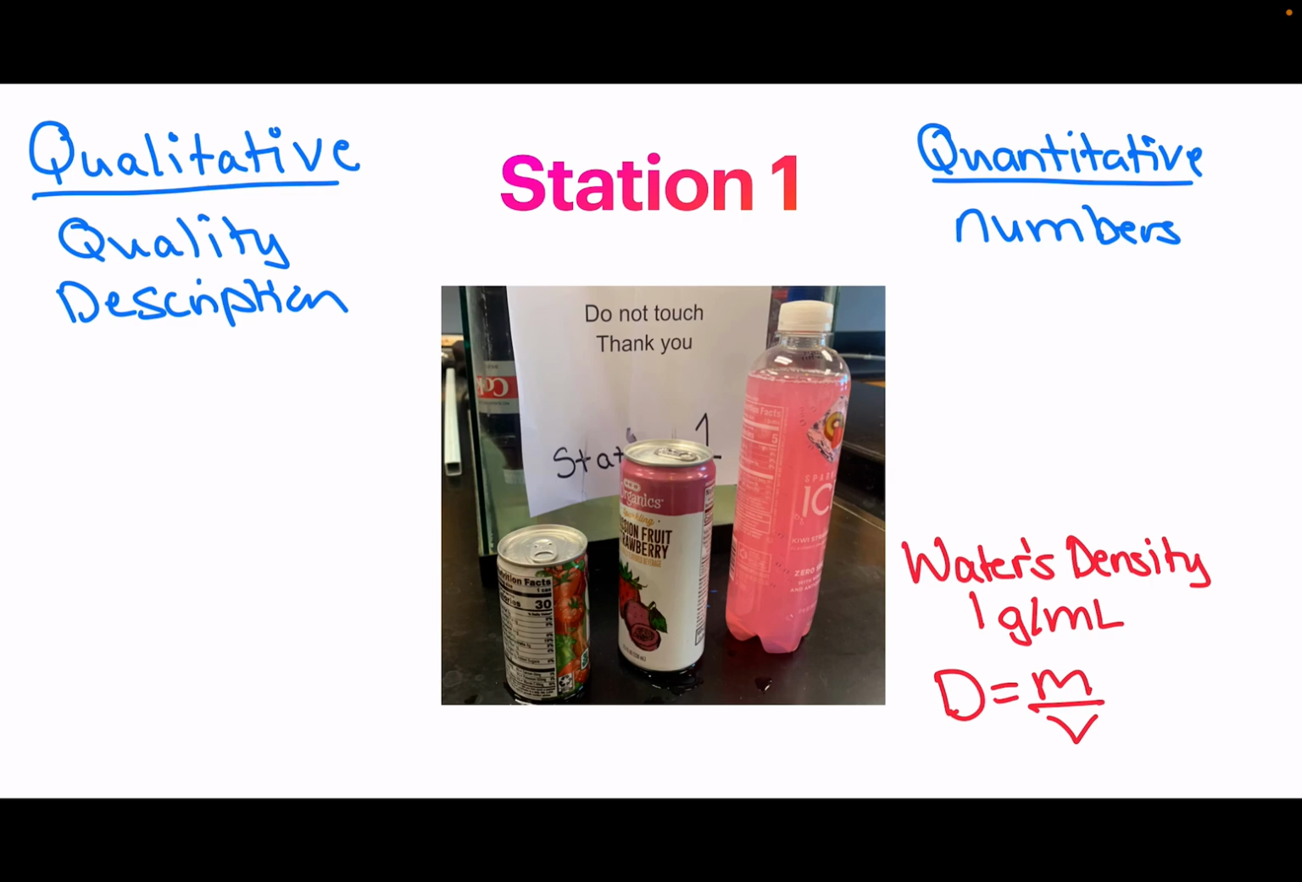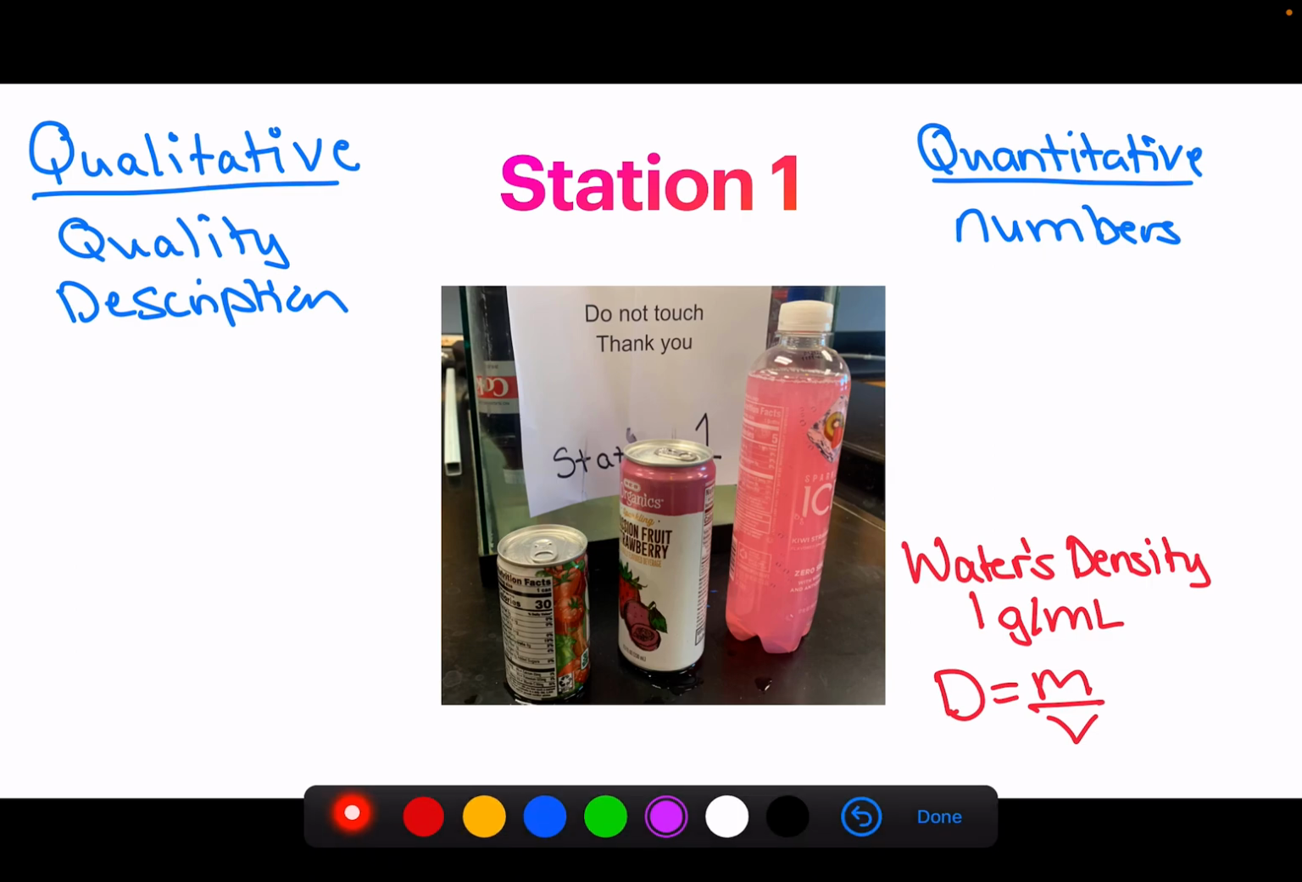Qualitative were going to be your description words. So, you could describe the color, you could describe the shape, you could describe how well it floated, all that. Basically, you have no numbers, no measurements here. Then I wanted you to get some number-based stuff, and I saw students do all kinds of stuff.